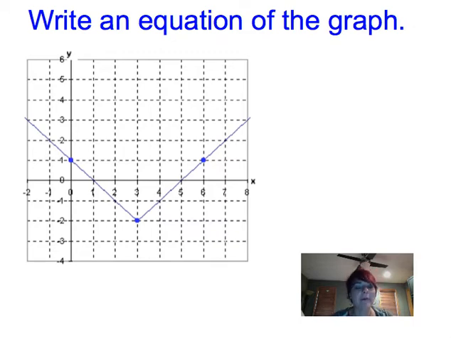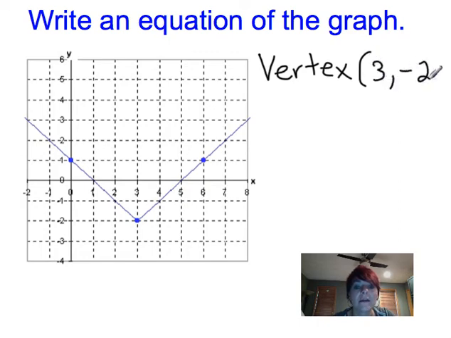To start off with, I would probably figure out where my vertex is for this problem. Okay, so let's write down what the vertex is. Again, think bottommost or uppermost point. So this point right here is at 3, negative 2. So I'm going to go ahead and write this in. We've got the vertex is at 3, negative 2.